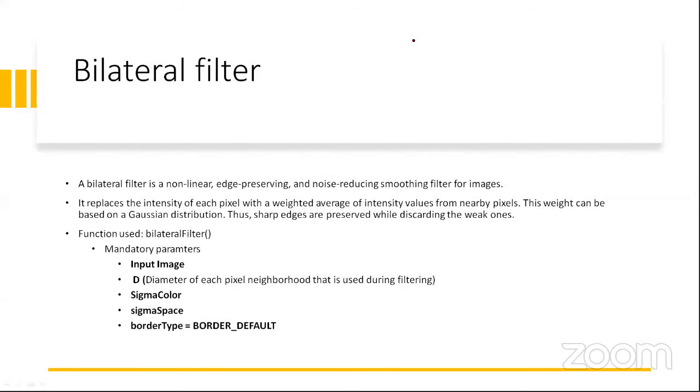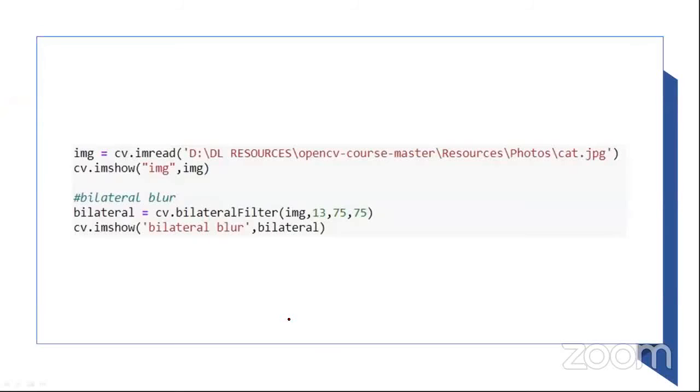Now we have one of the most important filters, the bilateral filter. It is also non-linear, but the advantage of using it is that it preserves the edges in an image. It reduces the noise, but it preserves the high frequency edges. So how can you apply it? Using this simple function, bilateral filter, and you need to give the input image, diameter, sigma color, sigma space, and border type. Okay, so this is how you can implement it.